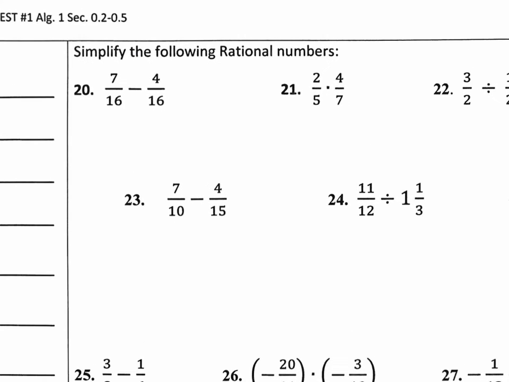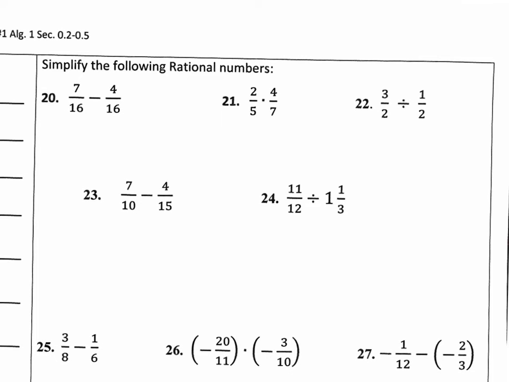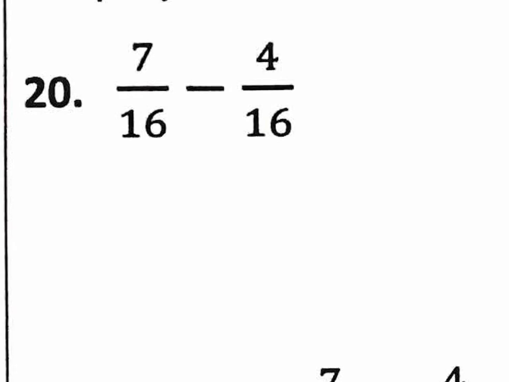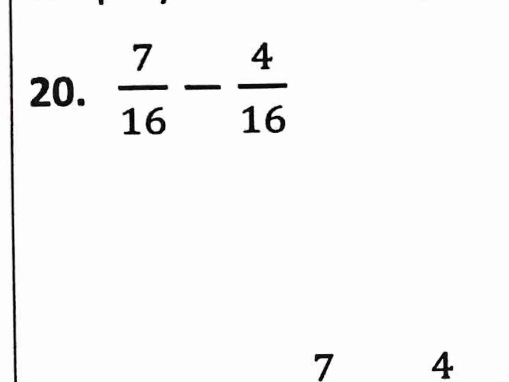Now, right here is where we have adding, subtracting, multiplying fractions. So on number 20, we are subtracting fractions. Is that easy or is it difficult? Why is it easy? It already has 16 as a common denominator. So 7 take away 4 is 3. 3 over 16, there's your answer.